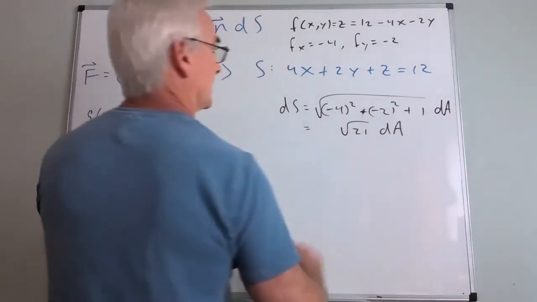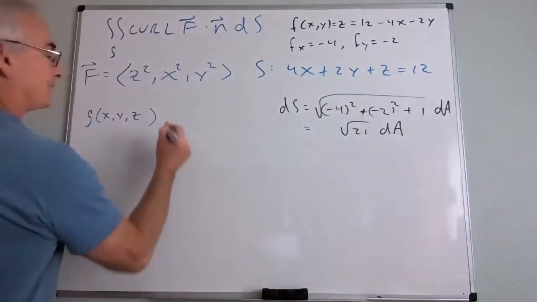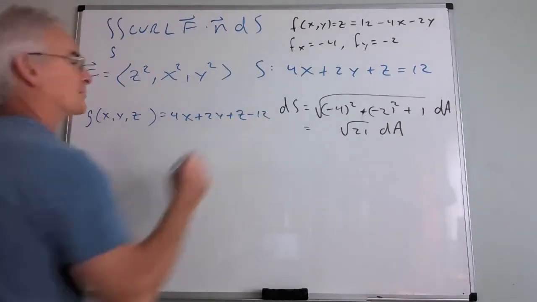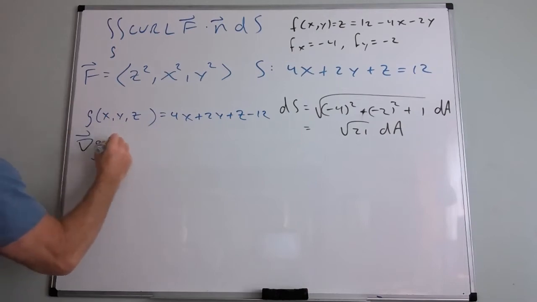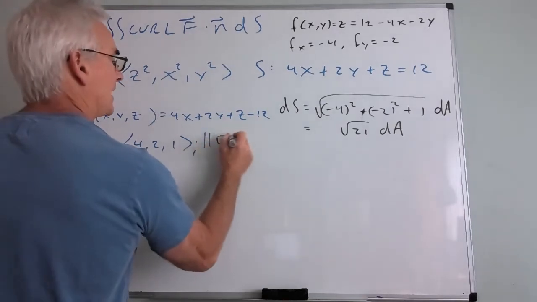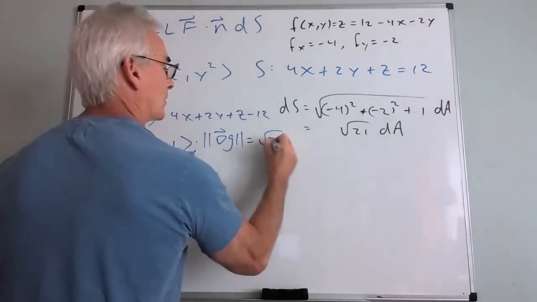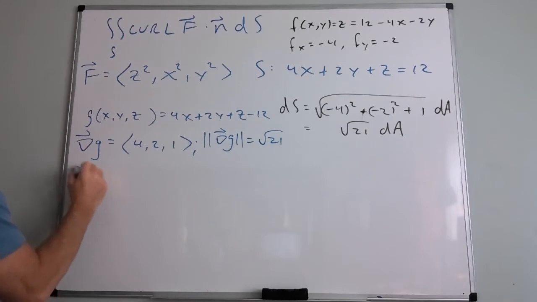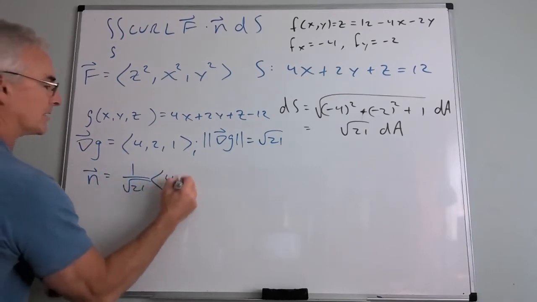So that makes it really easy. Just subtract 12 from both sides. It's sitting right there in front of me. So there's my g function, and that's where I'm going to get my gradient vector. That would be 4, 2, 1. The length of my gradient vector, 4 squared, 2 squared, 1 squared, that's my root 21. Hey, good. That's a very good thing. So now I can say my normal vector is 1 over root 21 times this.